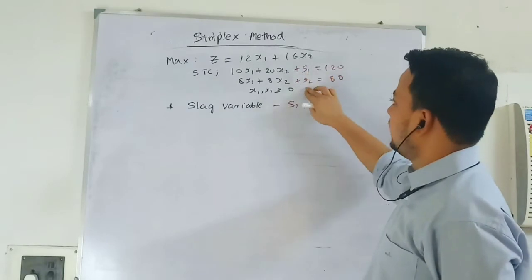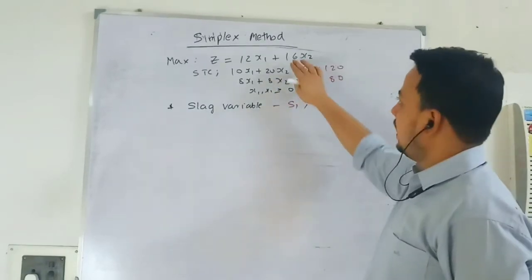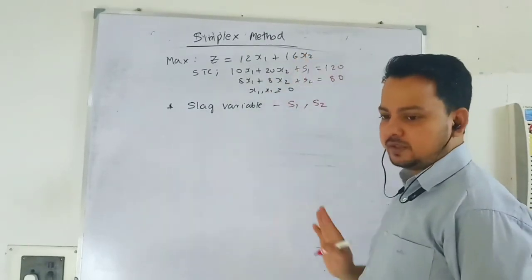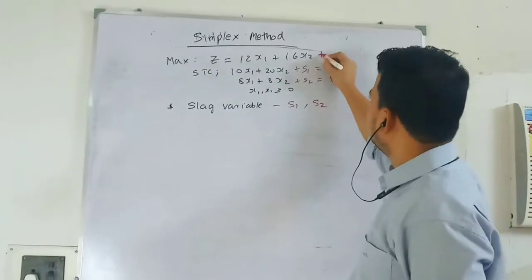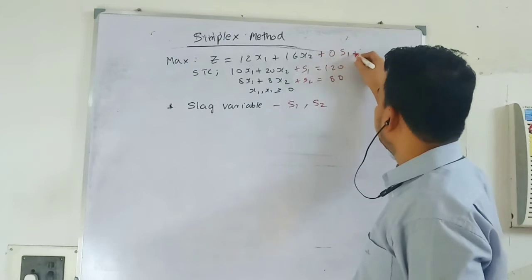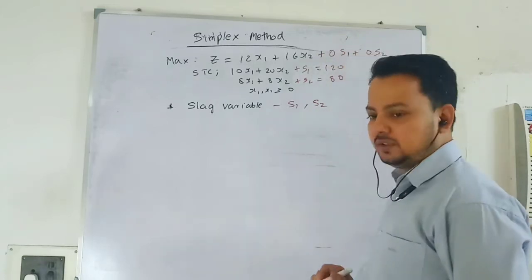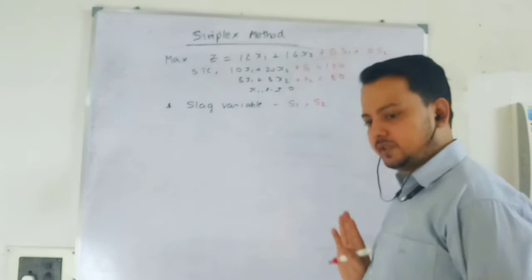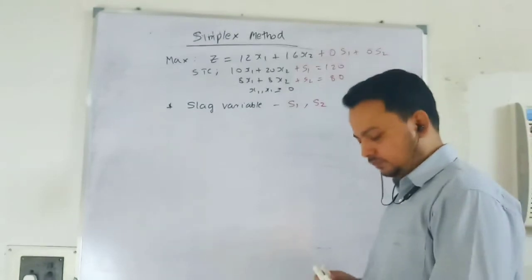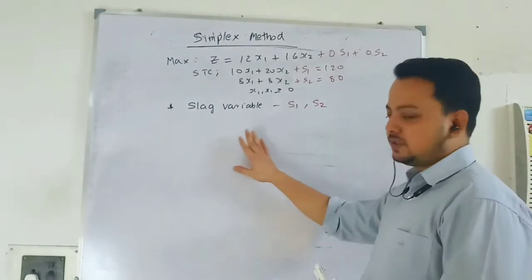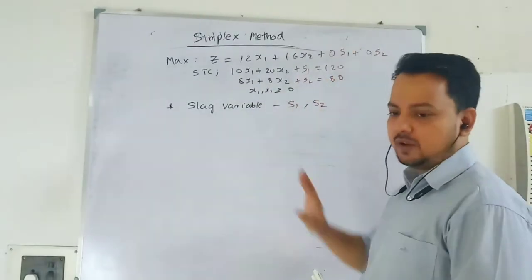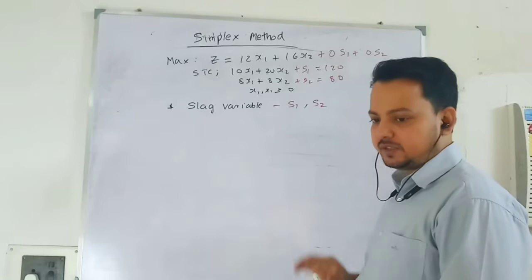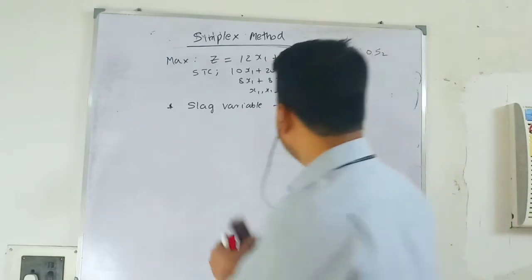Since I have introduced slack variables in the constraints, I have to place them in the objective function such that the value of the objective function does not change. How will I do that? I will write 0 S1 and 0 S2, so the value of the objective function does not change. Clear? By using this, I will construct my initial simplex table. So let's do that.